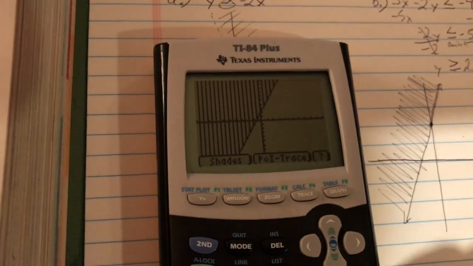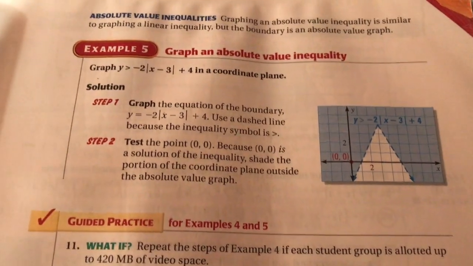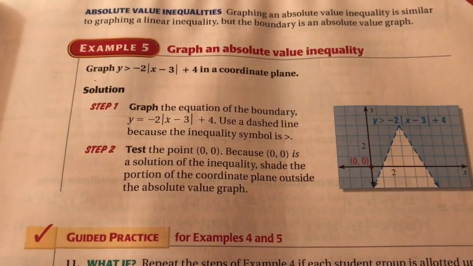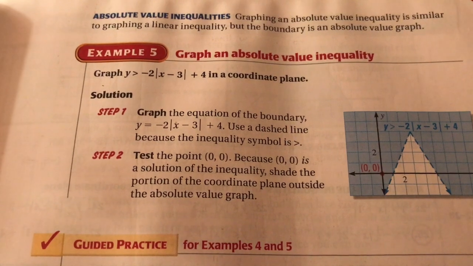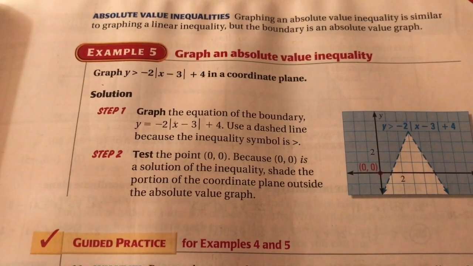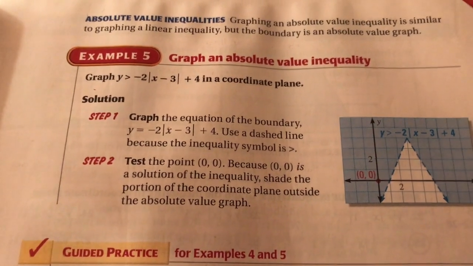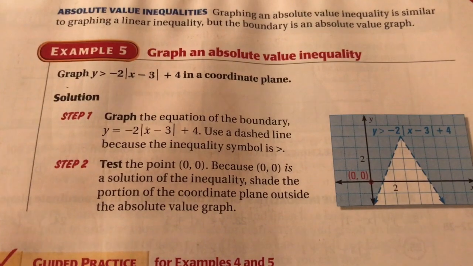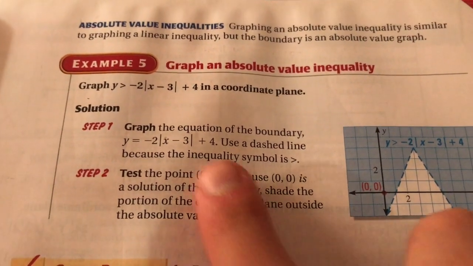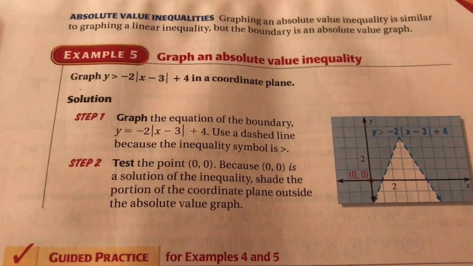It's a good practice. And we're going to move on to example number 5. So example number 5, graph an absolute value inequality. Graph y is greater than -2 times the absolute value of x minus 3 plus 4 in a coordinate plane. So let's start with this. What we already know how to do is graph that absolute value, and then we'll figure out the inequality piece of it. Go ahead and do that now.